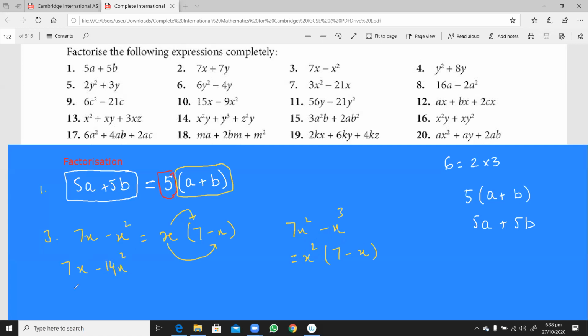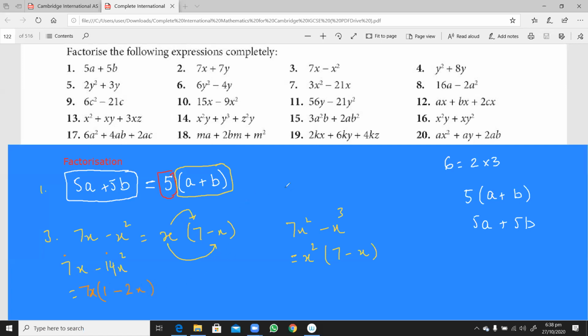Now suppose this was 7x minus 14x squared, then what could you have taken as common? 7x. From these numbers, you see that 7 and 14 have a common factor, which is 7. And then x and x squared have a common factor, which is x. So you will be taking 7x as common, and this would be 1 minus 2x.